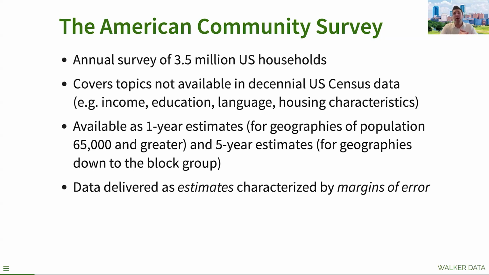It's available as both 1-year estimates, which come out every year and cover geographies of population 65,000 and greater, and 5-year estimates, which go all the way down to the census block group. I'll explain census geographies in just a moment, but that'll give you estimates from a pooled sample over 5 years. And because they're based on a survey sample, those data are delivered as estimates characterized by a margin of error.